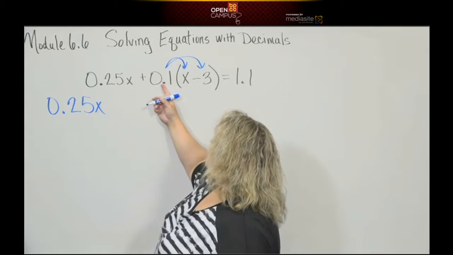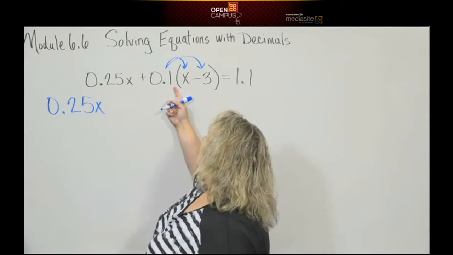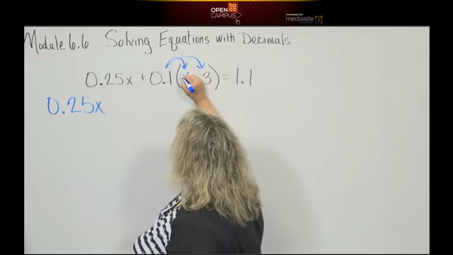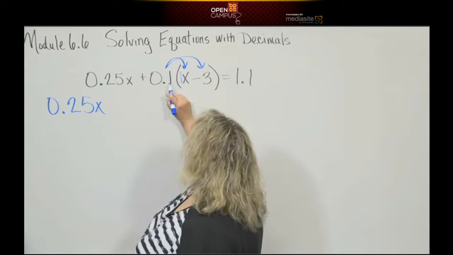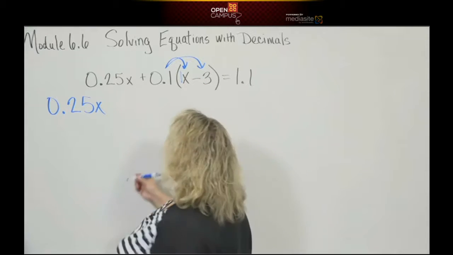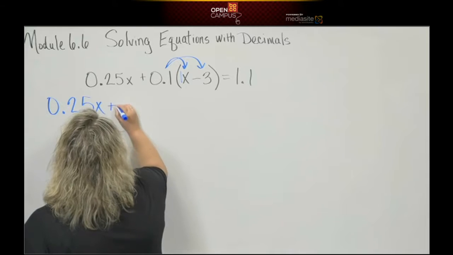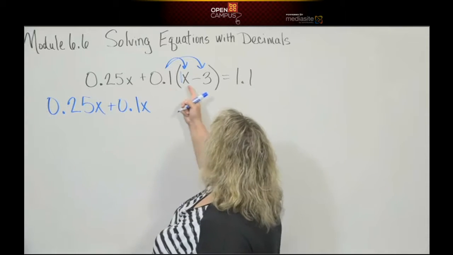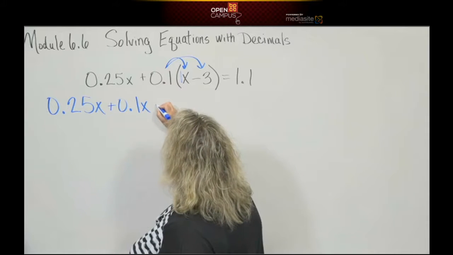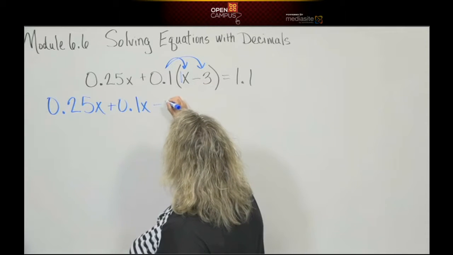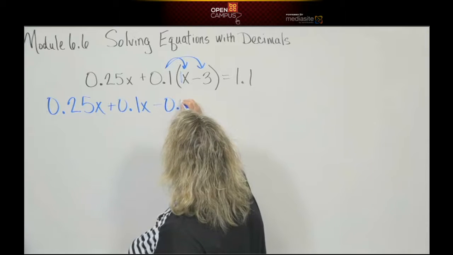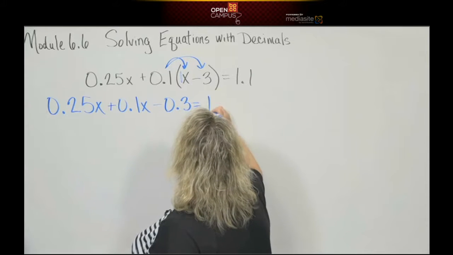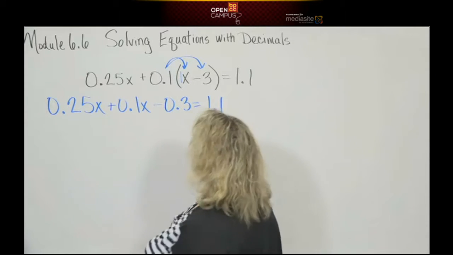What I'm distributing is 1/10, 0.1, to this 1x. Remember my little spirit 1 right there? So 1 times anything is just that thing. So I get 0.1x. Then I have 0.1 times 3, and it's a negative, so it's negative 0.3 is equal to 1.1. I just bring that part down.